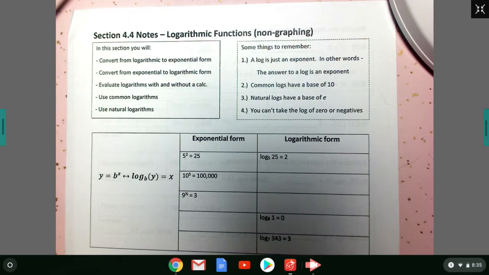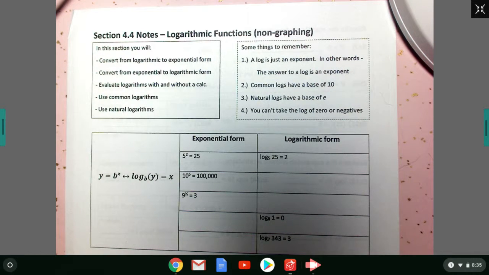So some things to remember. This thing that sounds fancy, this log, it's just an exponent. In other words, it's the answer. The answer to a log is an exponent, so it's going to be the inverse of that, like we talked about last time. We'll look at common logs, which are just special because they have base 10, as well as natural logs because they have base e.